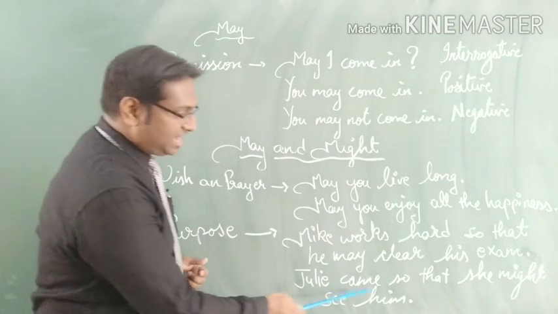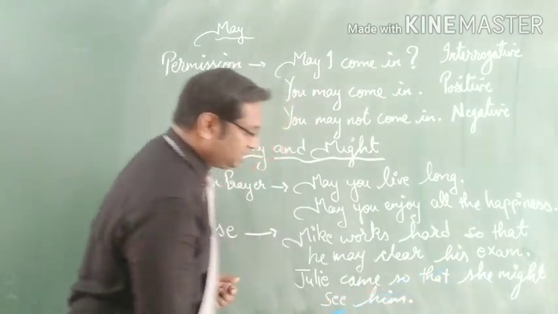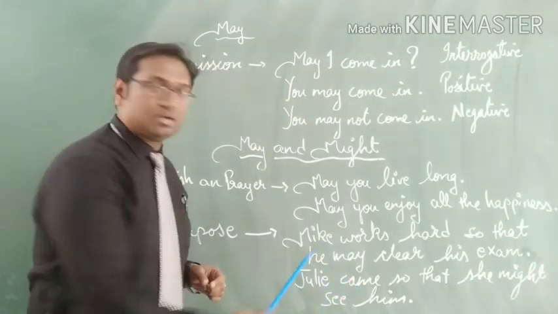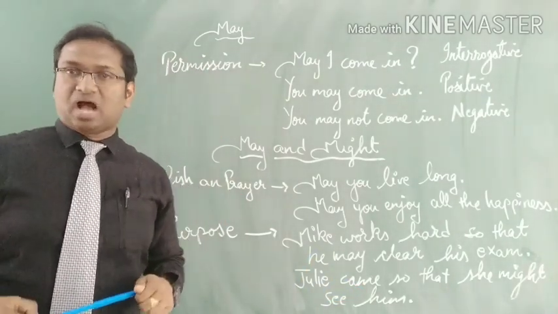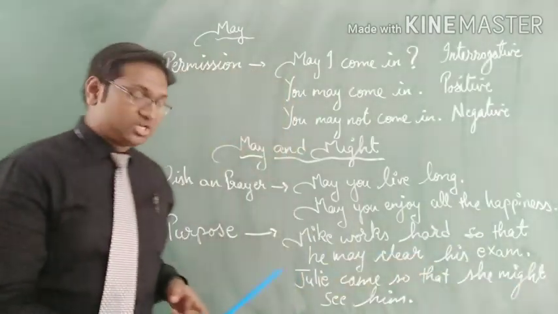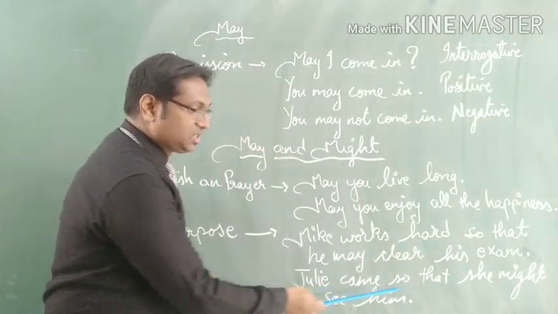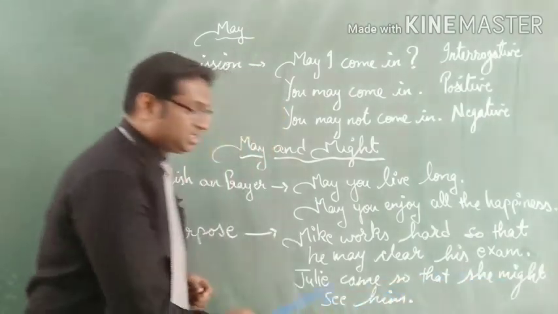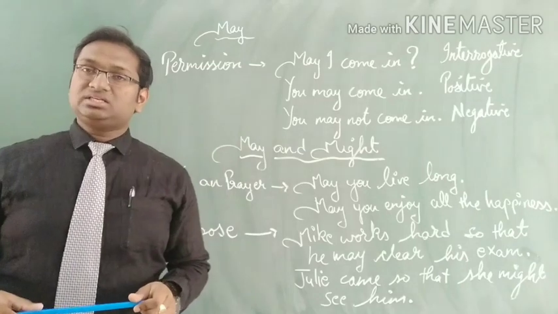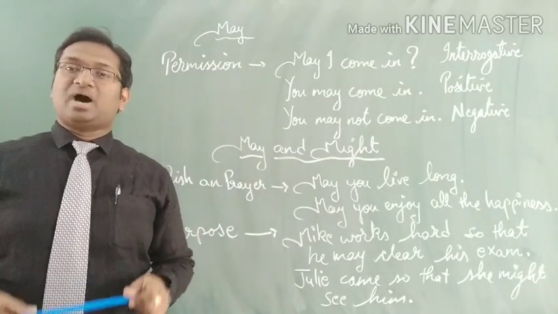Last, Julie came so that she might see him. Now over here we are using came, means the past form of come. So for past we are using might. So Julie came so that she might see him. So most of the time might is used for past.